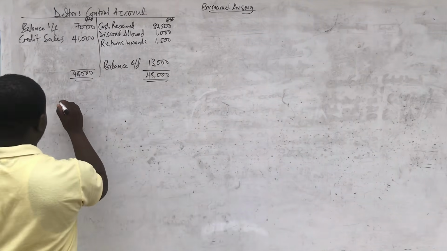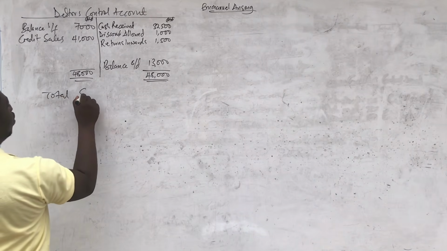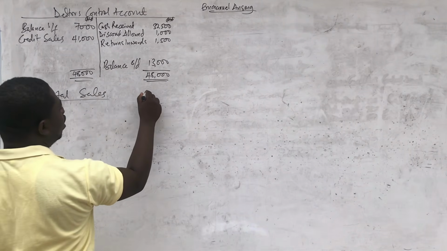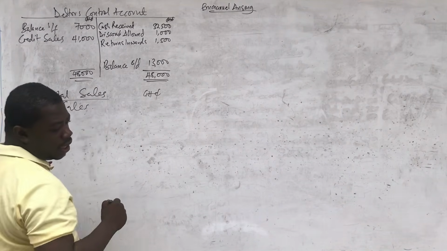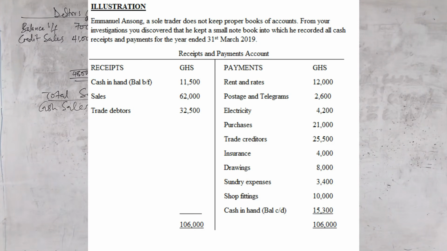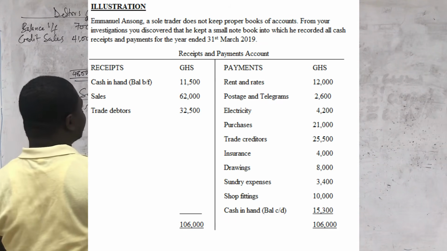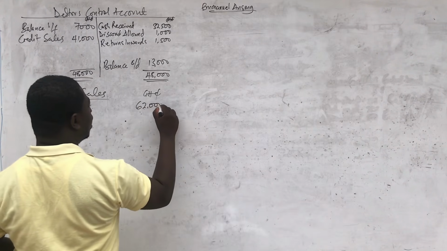And so once we are done with this, we will say total sales. We have to estimate our total sales. Now, for the total sales figure, we already had a cash sales figure in the receipt and payment account. That is the sales on the debit side, which is 62,000 Ghana cedis.